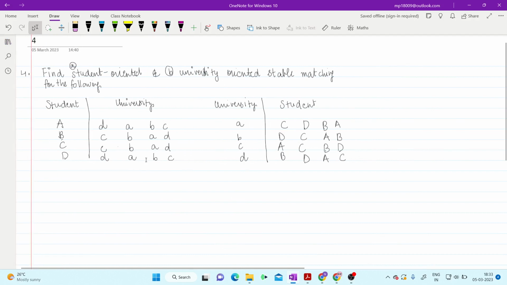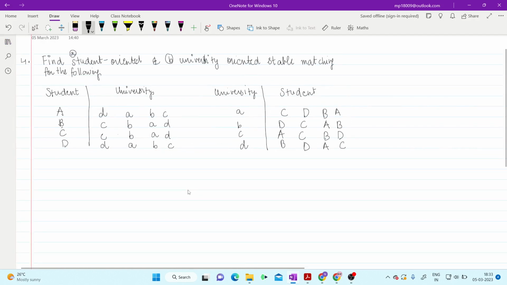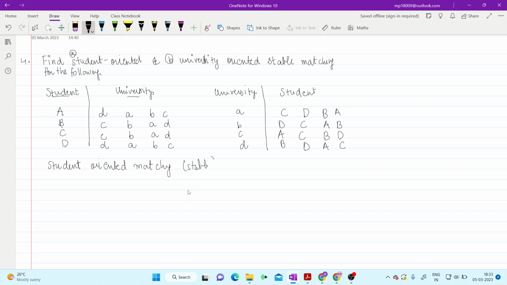First, this is our preference list, and the two sets here are students and universities. We want to find a student oriented stable matching. So we start with student A. The highest preference of A is university D. So at the first step, A and D become one pair. This is step 1.